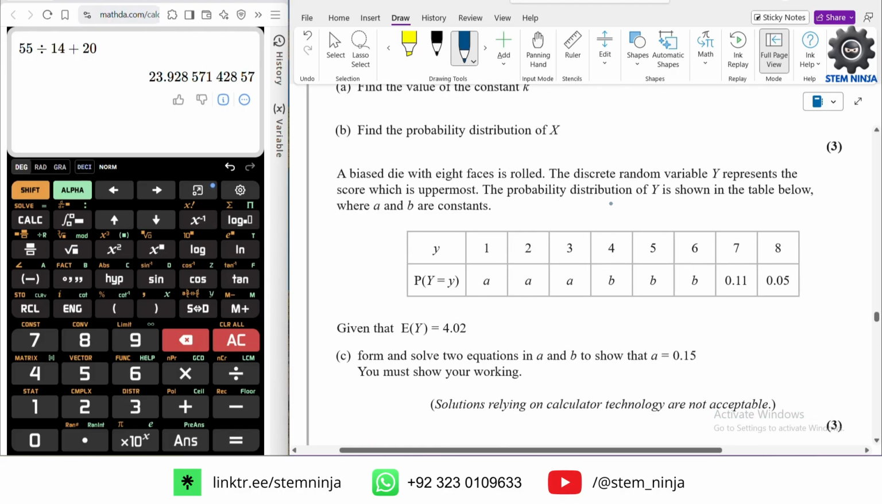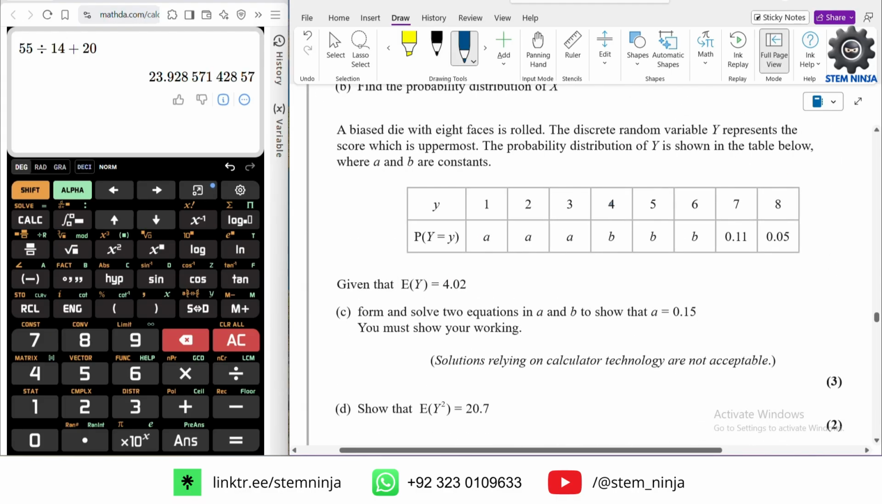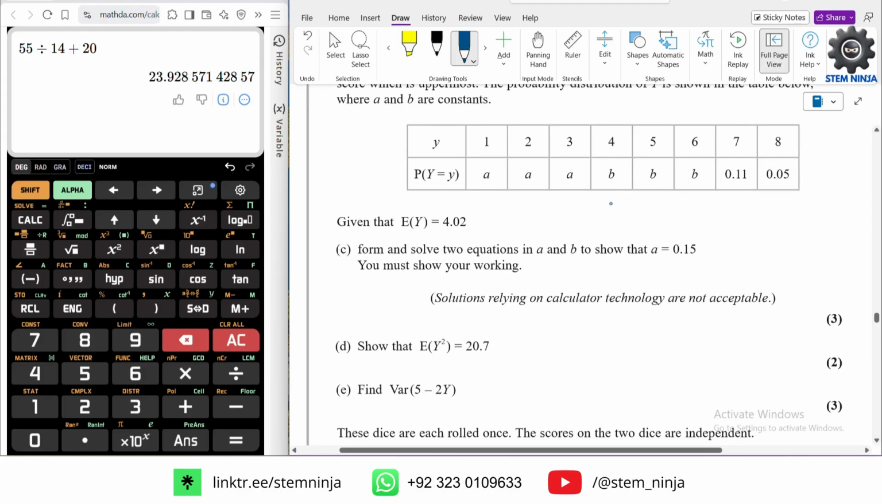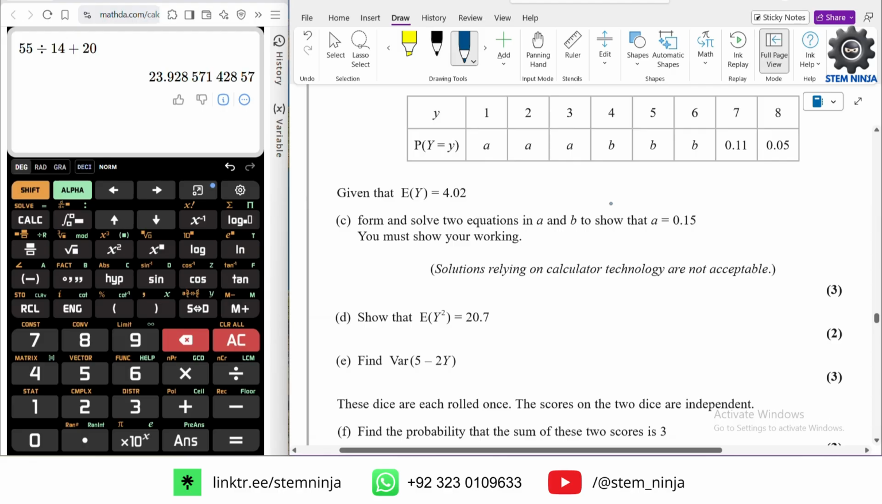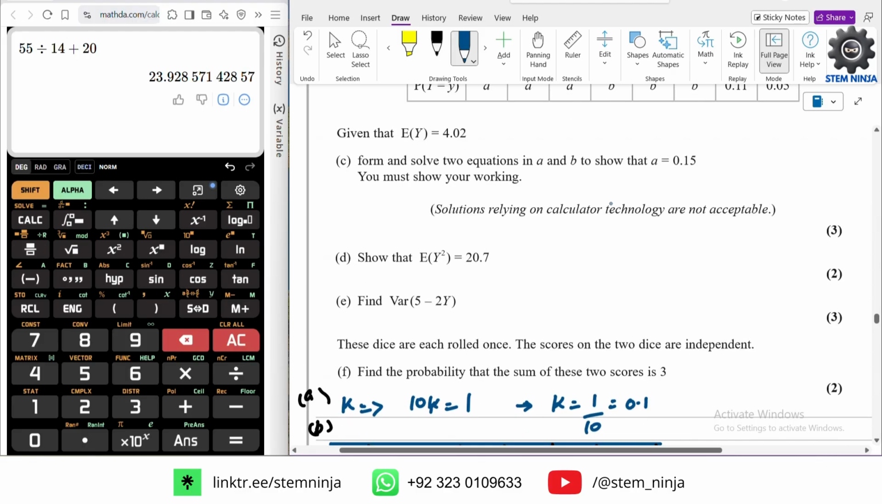And a biased die with 8 faces is rolled. Now it's 8 faces. The discrete random variable y represents the score, which is the uppermost. The probability distribution of y is shown in the table below, wherein we are constants. Given that expectation of y is 4.02, form and solve two equations in A and B to show that A is 0.15. You must show your working.